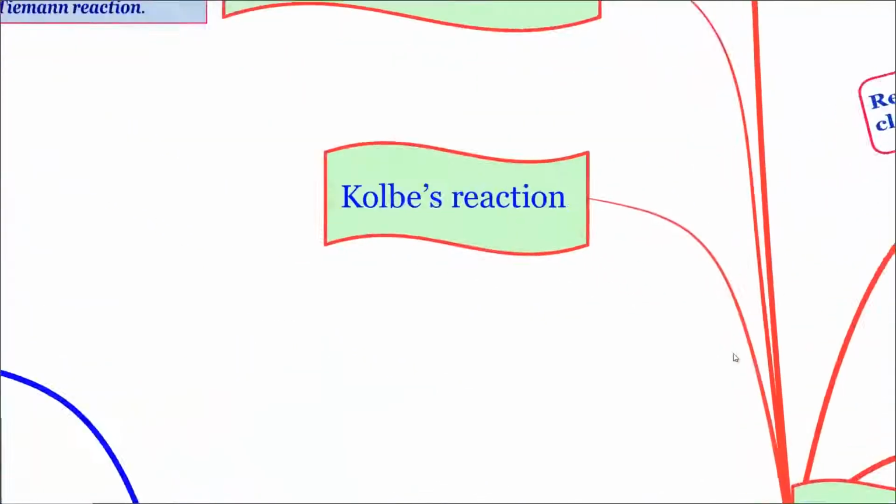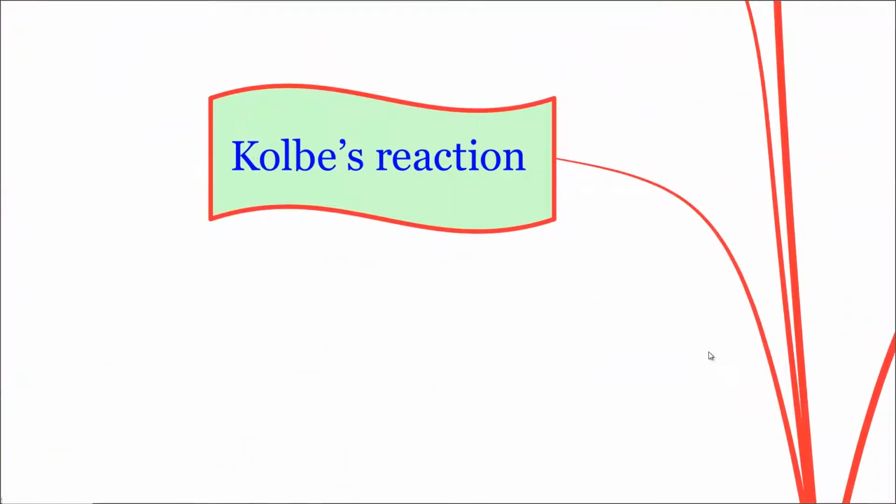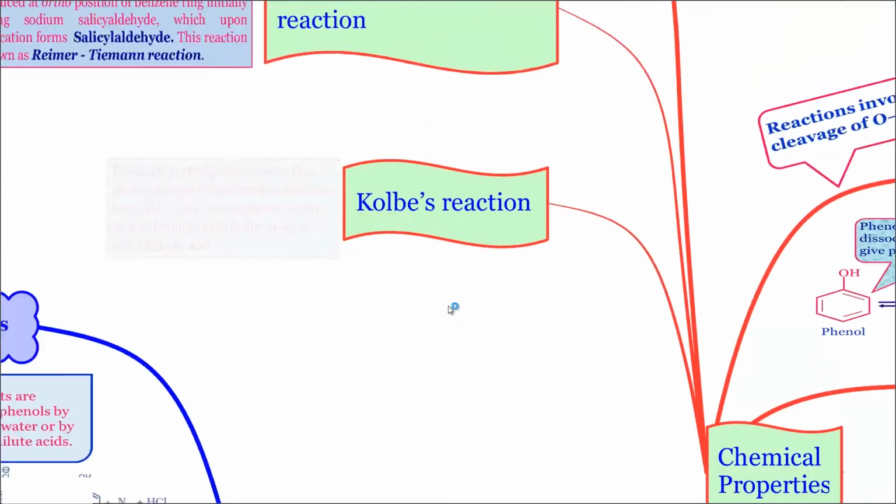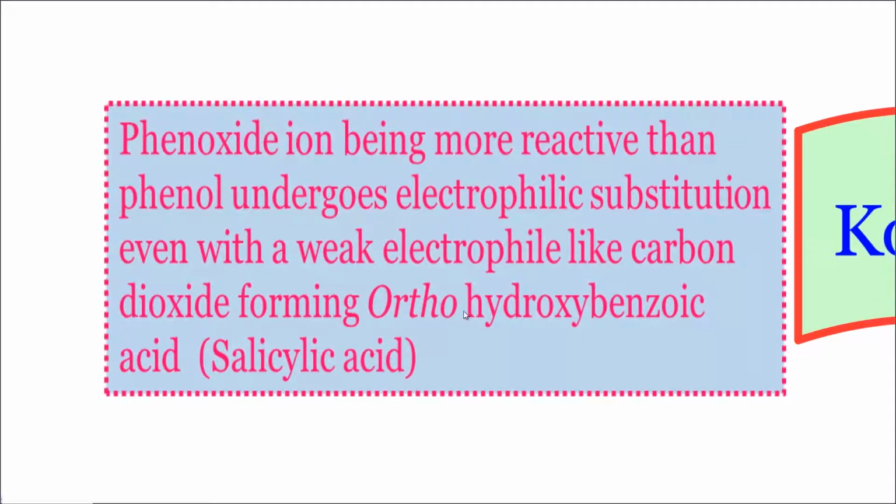Now the next type of chemical property is Kolbe's reaction, which is also called Kolbe-Schmitt reaction. By this process we will be able to obtain salicylic acid. Let us see how do we obtain this.